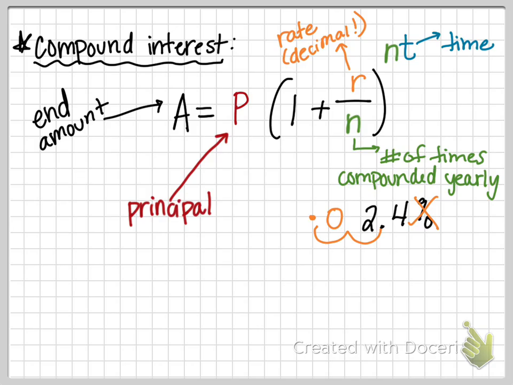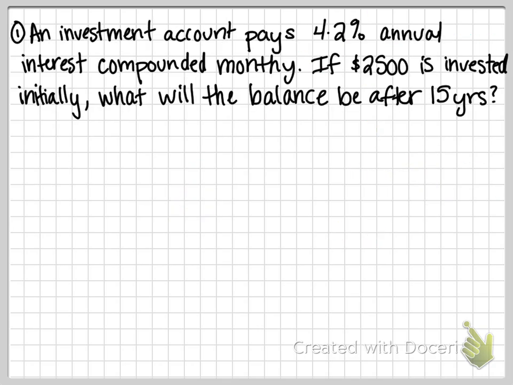All right, let's do number 1. It says an investment account pays 4.2% annual interest compounded monthly. If $2,500 is invested initially, what will be the balance after 15 years? So let's identify what we have. We have the rate, right? That's our R. How should we put this into our formula? Decimal. 0.042. We want to make sure that we put that in correctly. We also know that it's being compounded monthly. What does that mean? What is N going to be? 12 times a year.